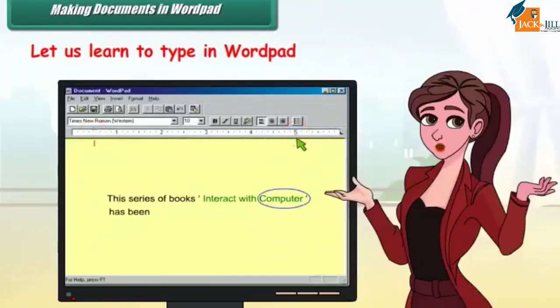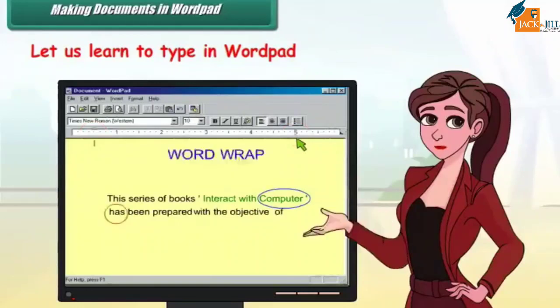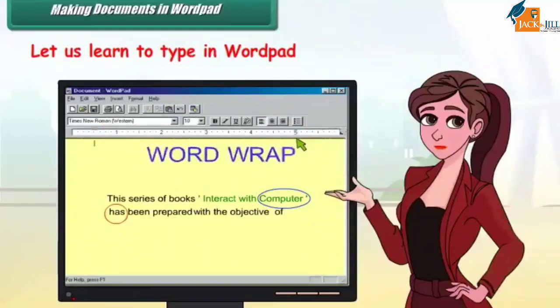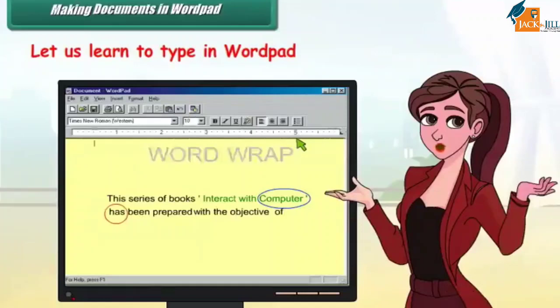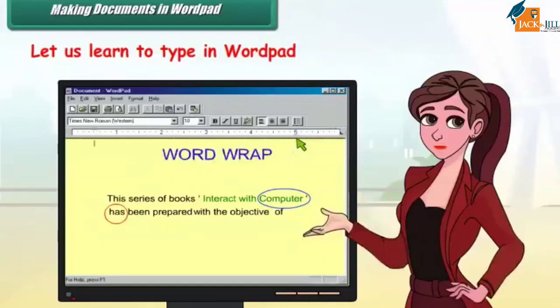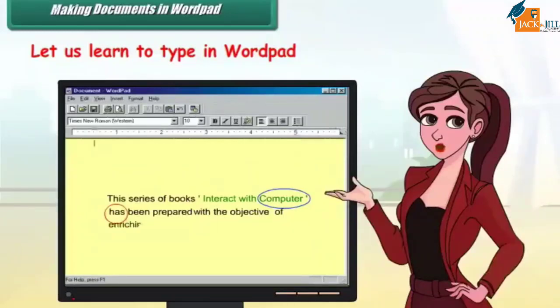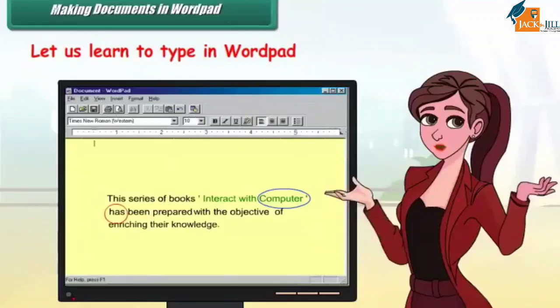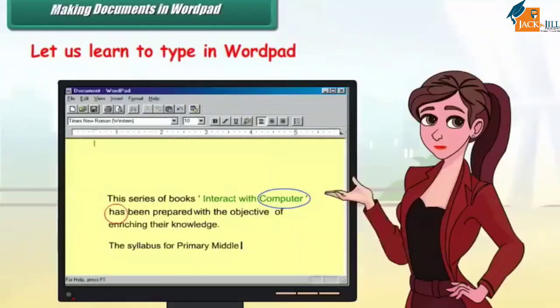Now, while typing text, you don't have to press Enter key at the end of each line. The words will automatically move to the beginning of the next line if they go beyond the right margin. This feature of word processing program is called word wrap. But if you have to shift to the next line in between, that is before the right margin ends, then you have to press Enter key to move the cursor to the next line.